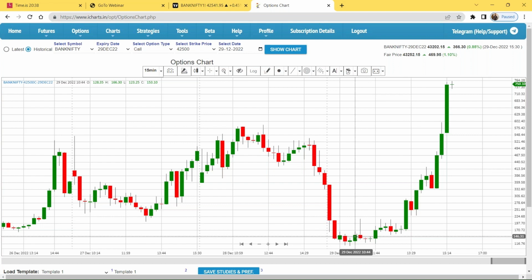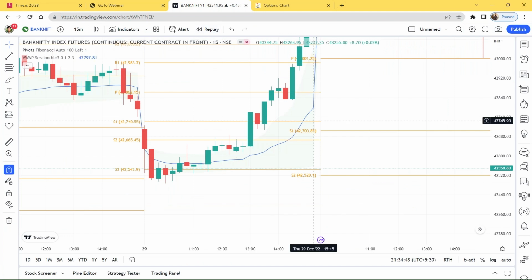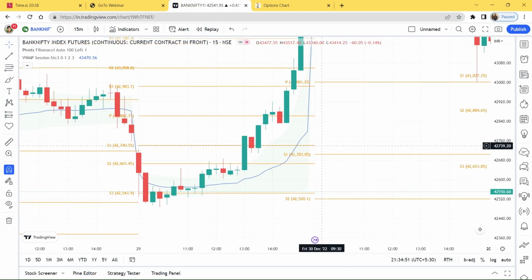And in target, again, the first lot has to be booked at 1 is to 1, that is 32 points target, and the second lot has to be booked at 1:2, that is 64 or 65 points target. So this was the quick repetition, and if anybody has doubts, I am available here. Please ask your doubts.